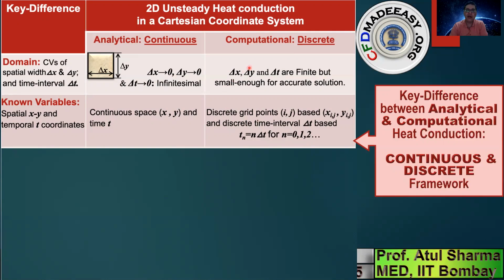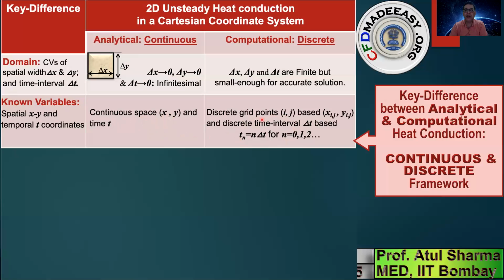Note that in computational heat conduction, the solution that we will obtain, the temperature that we will obtain, differs from an analytical heat conduction course. Like in a 1D steady state heat conduction, we have obtained the analytical solution as T minus T1 divided by T2 minus T1 equals x by L, where T1 and T2 are the temperatures at the two ends of a thin plate. So there you have obtained T as a function of x in 1D conduction. Similarly, if you consider a 2D conduction problem, you obtain a solution which is continuous in space and time. So spatial coordinate and temporal coordinate are considered continuous.